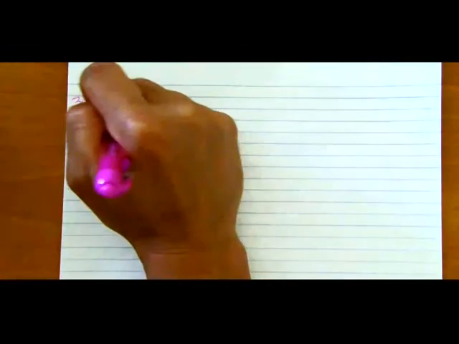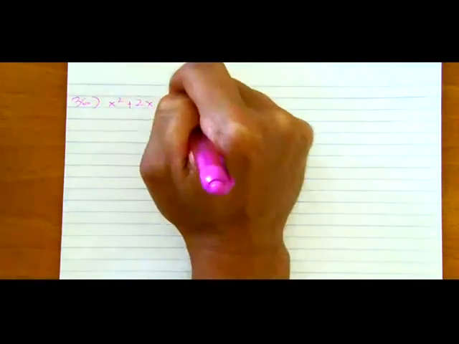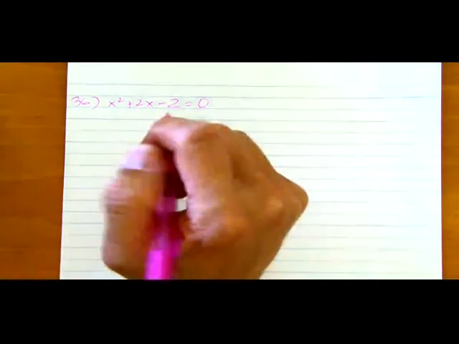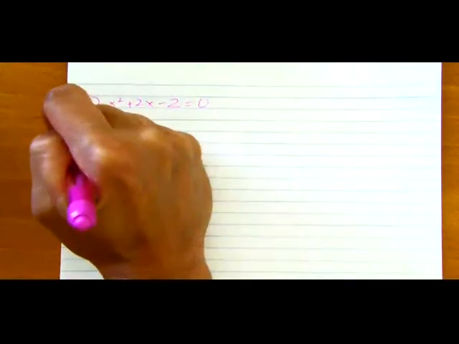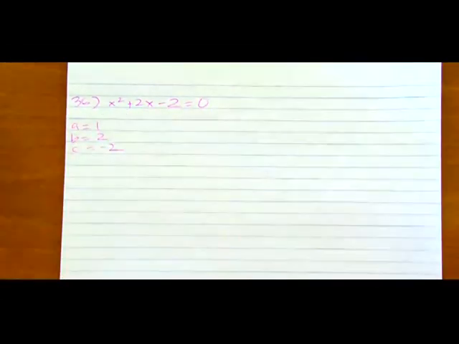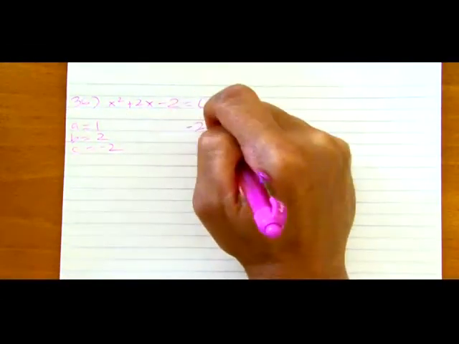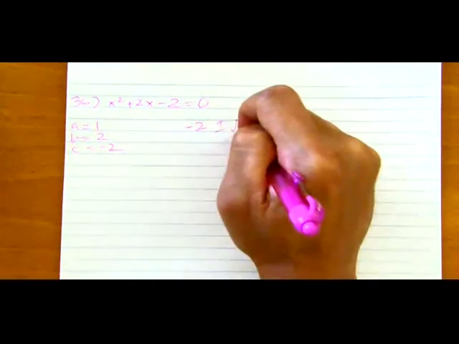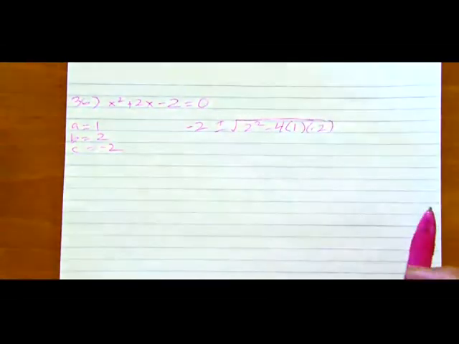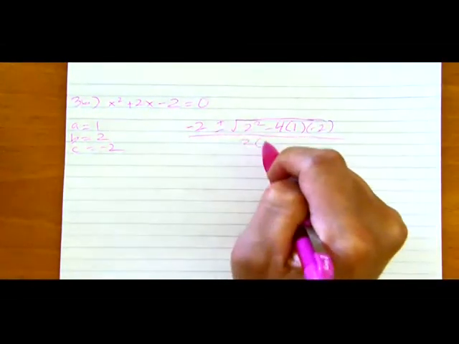X to the second plus 2x minus 2 equals 0. The directions say solve using quadratic formula, approximate solutions to the nearest tenth. So we're not going to leave anything in radical form now. We're actually going to solve it. Okay, so let's see. It's already in standard form. A is 1, b is 2, c is negative 2. Negative b plus or minus radical b squared minus 4ac over 2a.